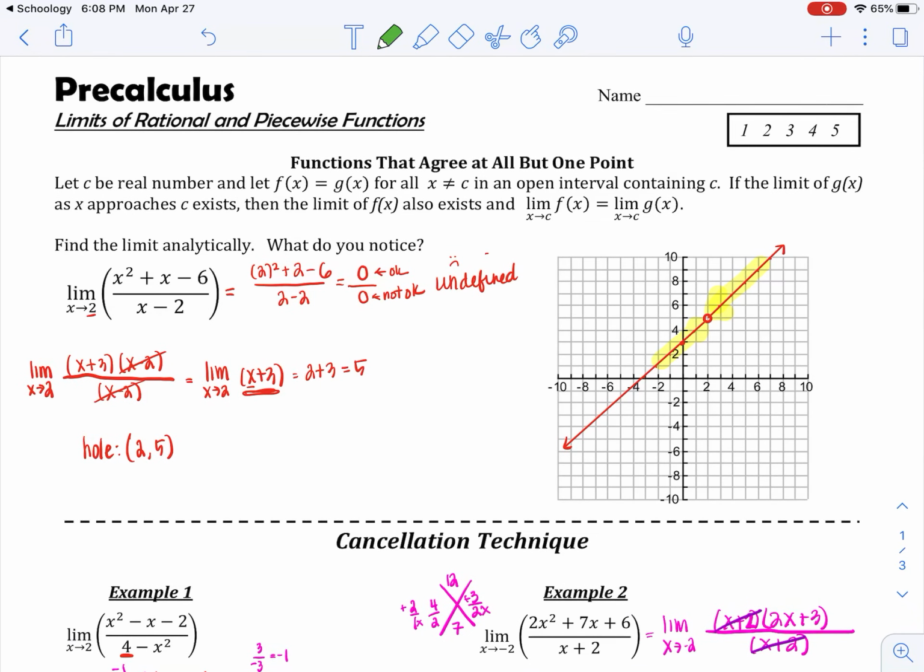Your homework will not just have this stuff on it, but it'll also have finding limits by direct substitution. So make sure that if it says find the limit, always try direct substitution first. If direct substitution doesn't work, then go ahead and try the cancellation technique, which means factor and simplify, then use direct substitution.